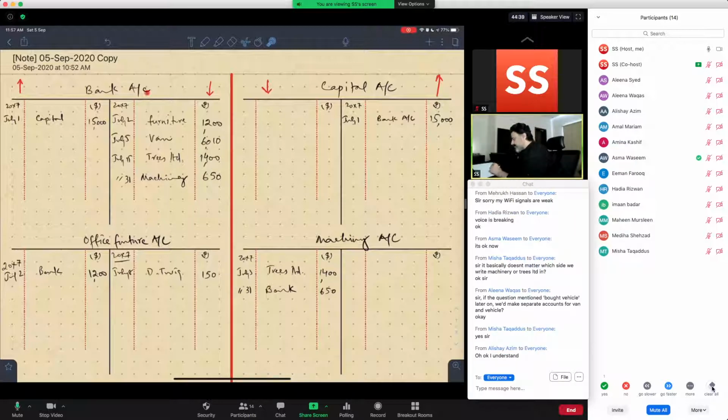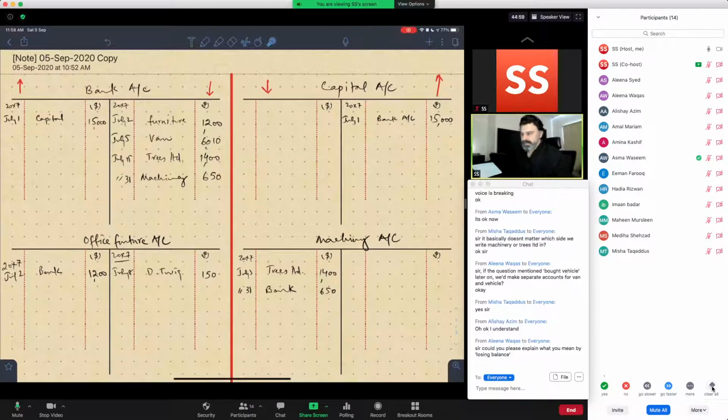Then bank account further lost $1,400. Why did we lose? Over here, Trees Limited. That means we must have paid Trees Limited $1,400 by check. And then bank account further goes down with another $650. And why did we lose this $650? Because we must have bought machinery. So you understand? That's how we interpret.